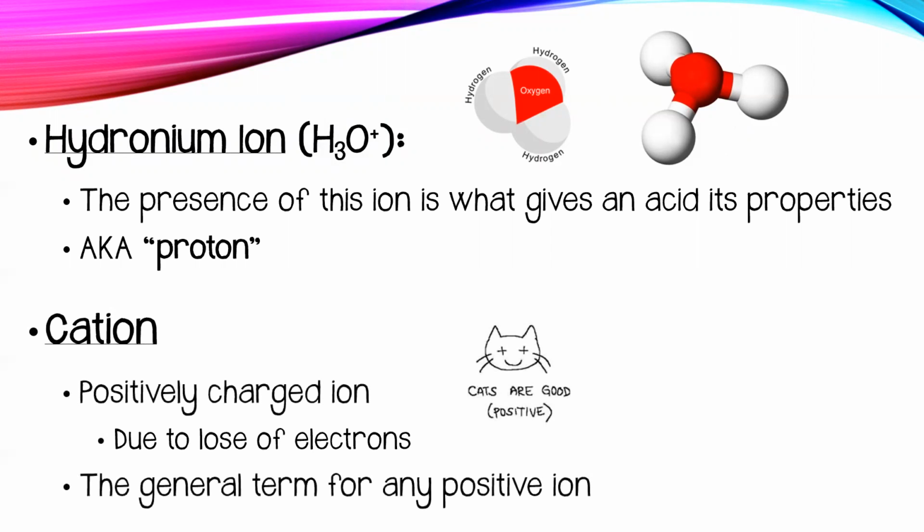And just recall, a cation is any positively charged ion due to the loss of electrons, and because of that, you're losing negativity. So any positive ion is a cation, and H3O+ can also be called a proton because of its positivity.